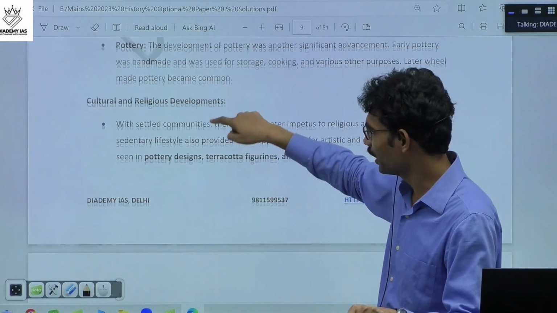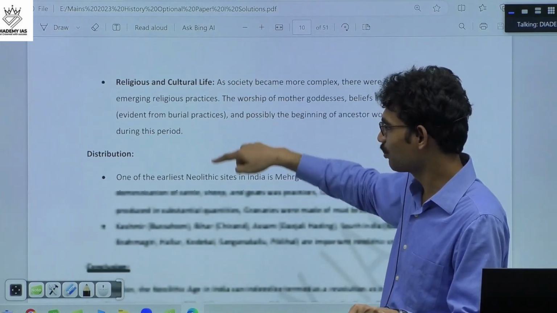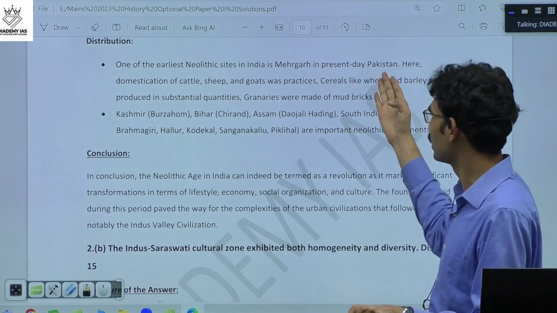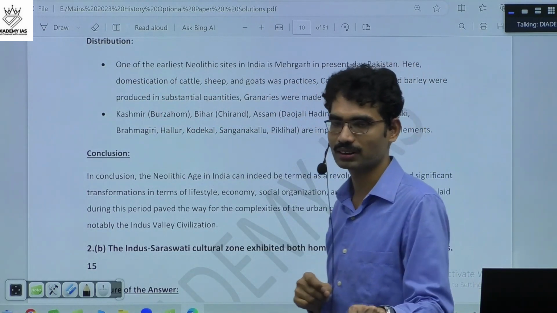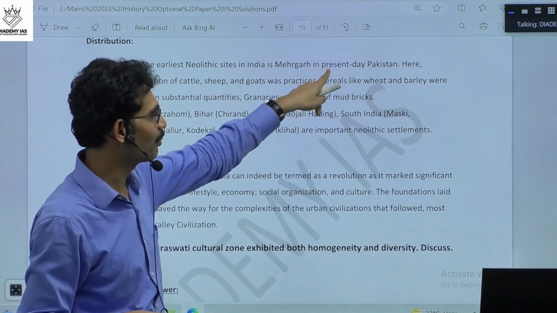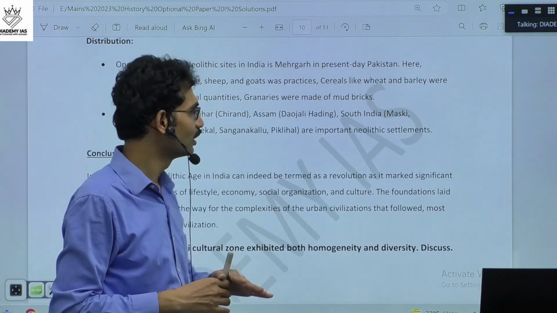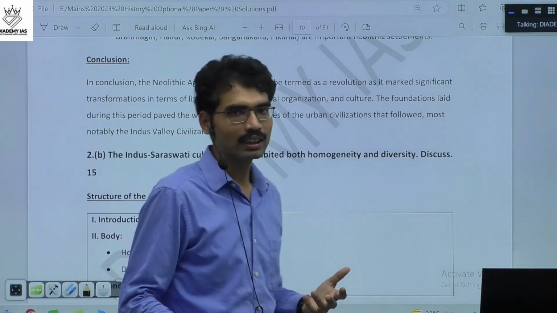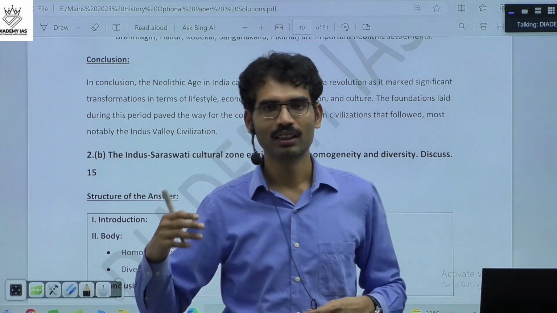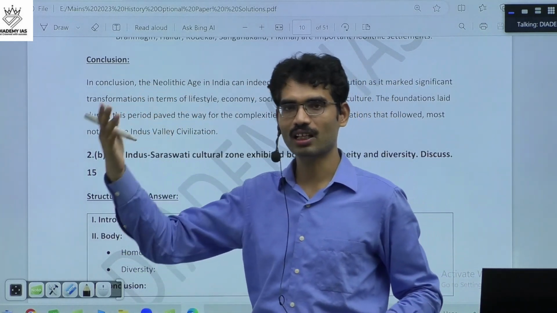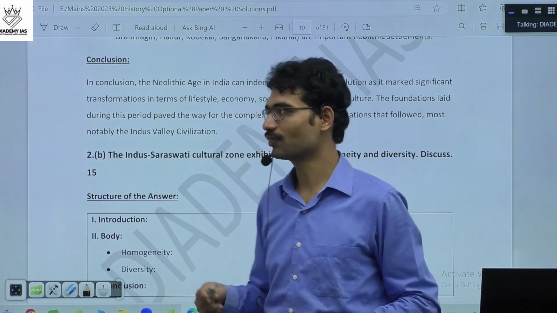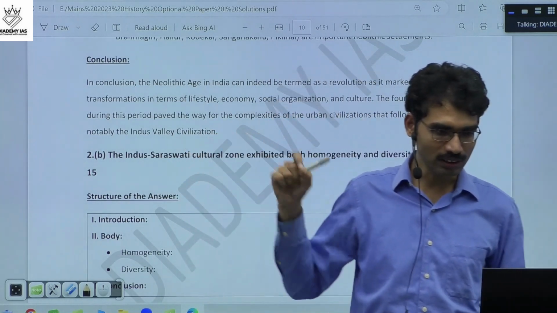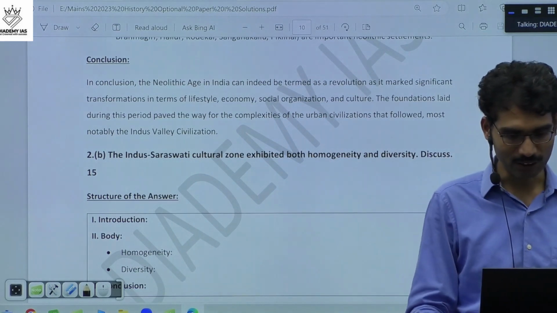Just give different subheadings, and 2-3 different examples you can give. And when it comes to distribution, you give different examples in different parts. You can use the map also, you can draw a map to show different Neolithic settlements in India. So this is how, in conclusion, this Neolithic revolution laid the foundation for the first urbanization, that is Indus Valley civilization. That is what you are going to mention. So this is how you are going to handle this particular question.